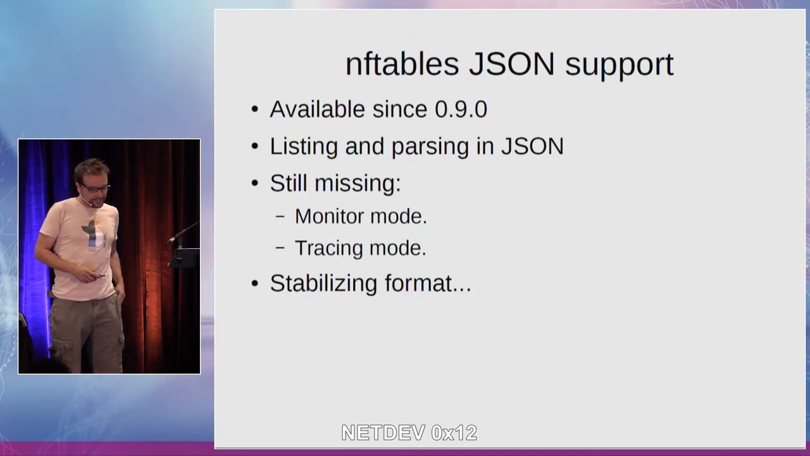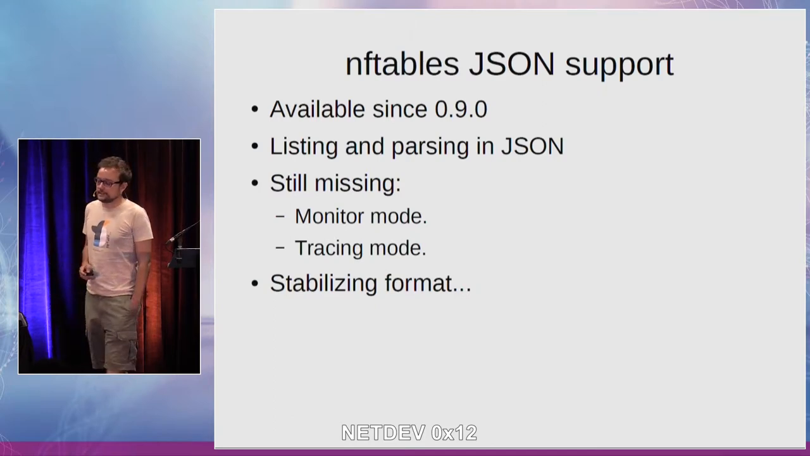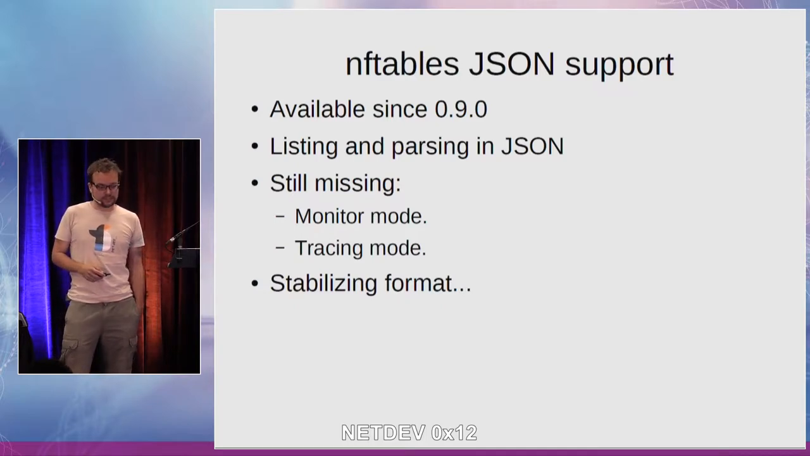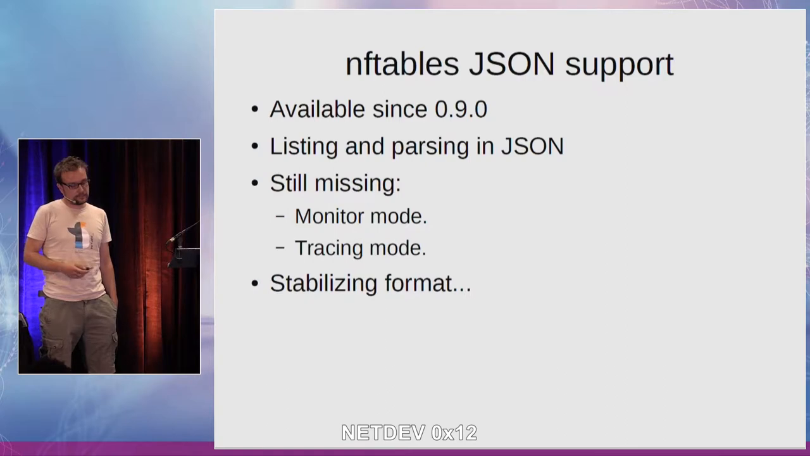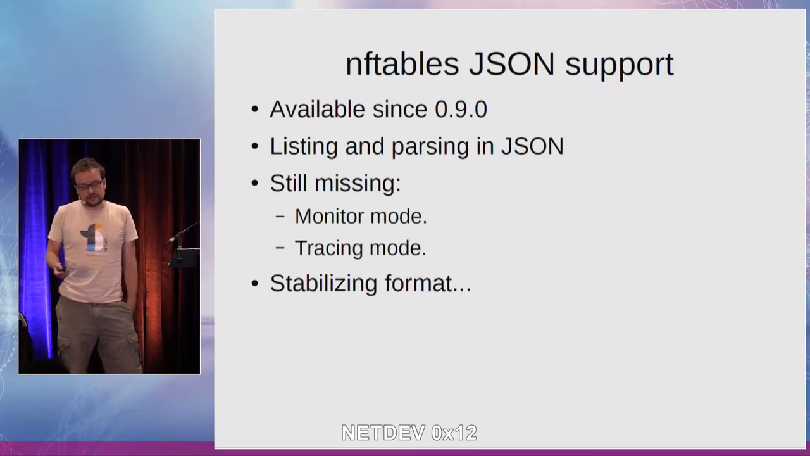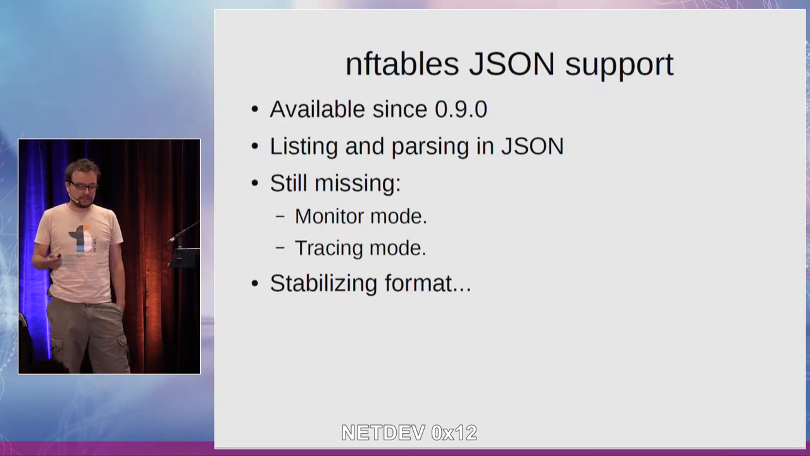And there is also the tracing mode that allows you to debug an existing rule set to see what path the packet is following when evaluating the rule set. This tracing mode and monitor mode can be combined. They are working with existing tooling, but there is no way to express this in JSON yet, it's just a matter of time. And then stabilizing the format: we had some discussions about some nitpick changes that may happen, but most likely it's already quite good and stable, so we can just freeze it soon.